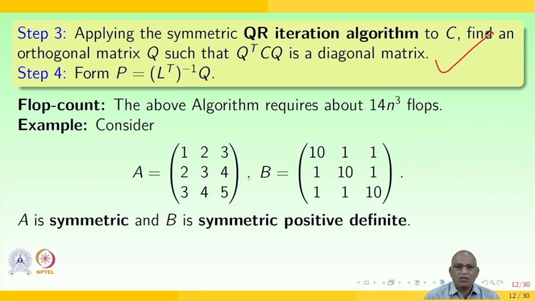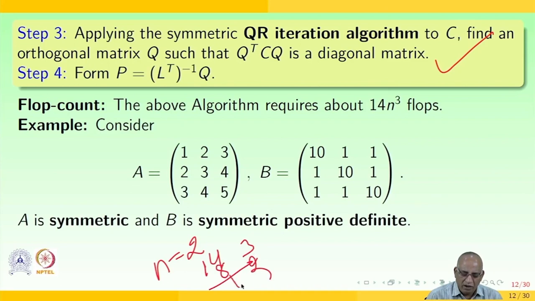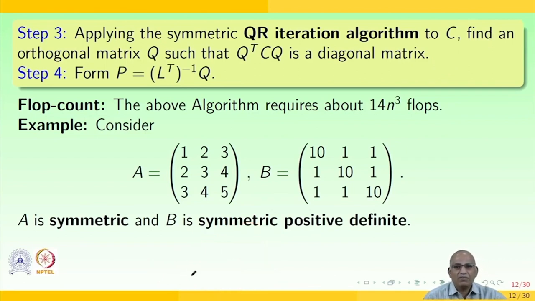Flop count. The above algorithm requires about 14 n cube flops. Suppose n is equal to 2, that is a 2 by 2 matrix, 2 cube is 8, 14 times 8, so it requires 112 flops. So what is the flop count? The above algorithm requires about 14 n cube flops.